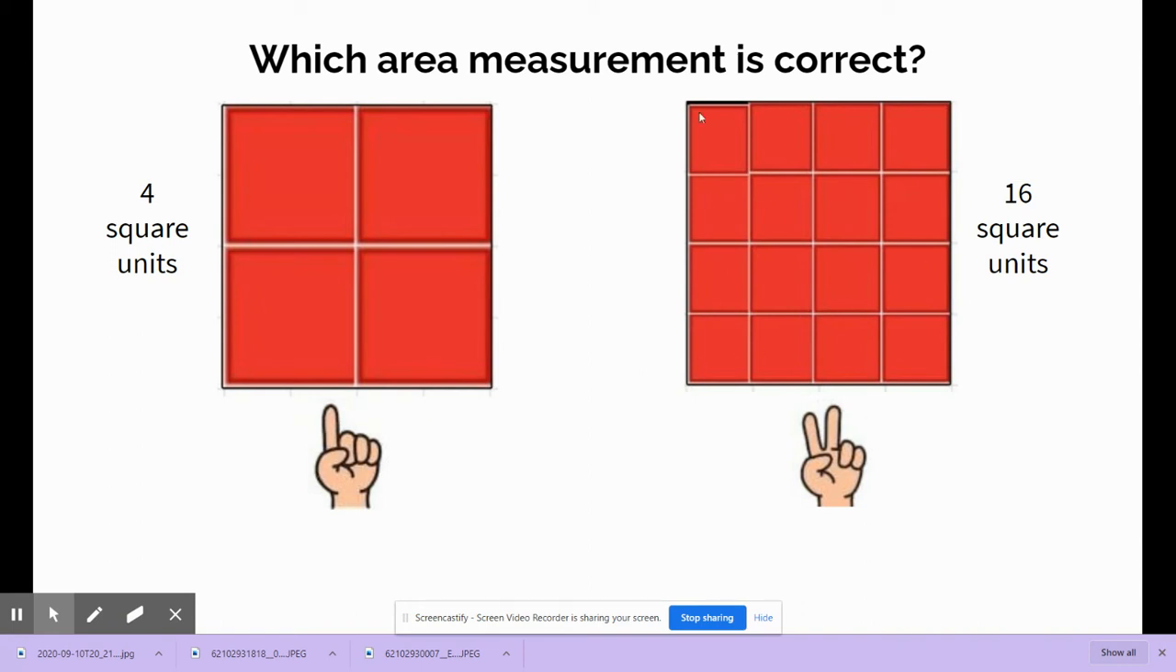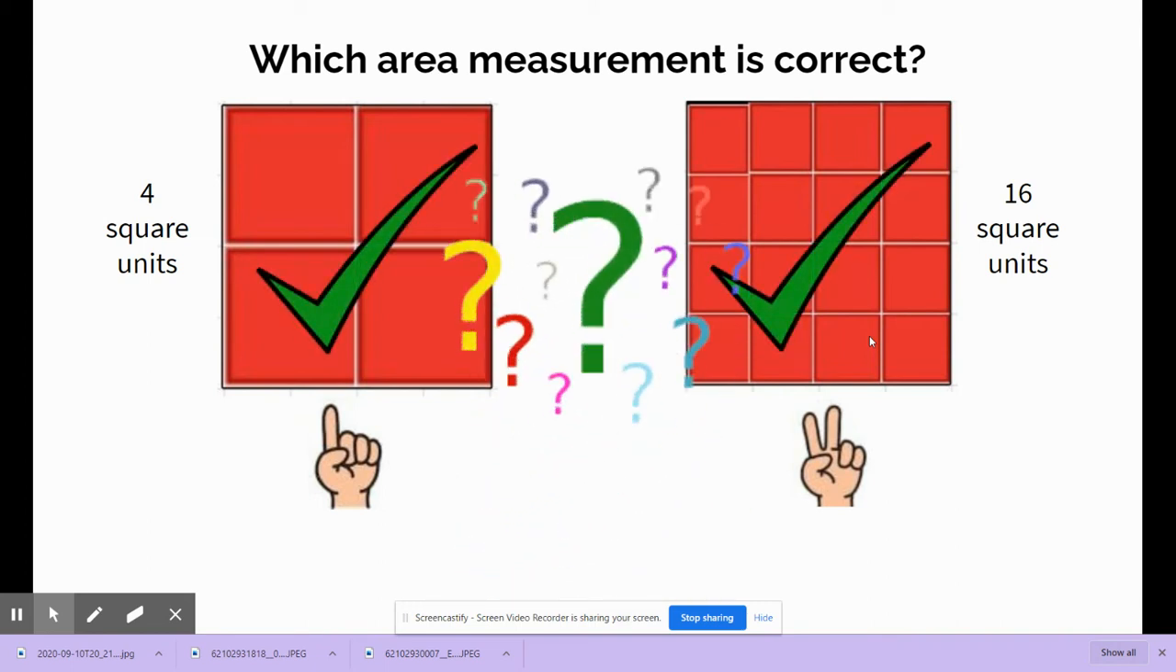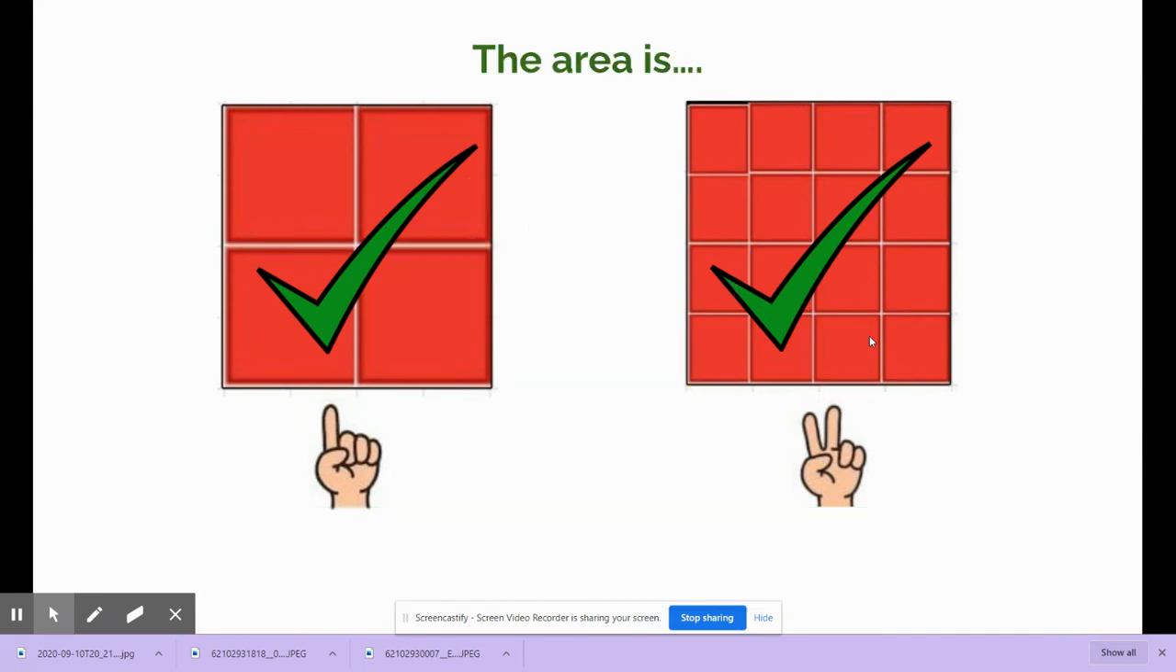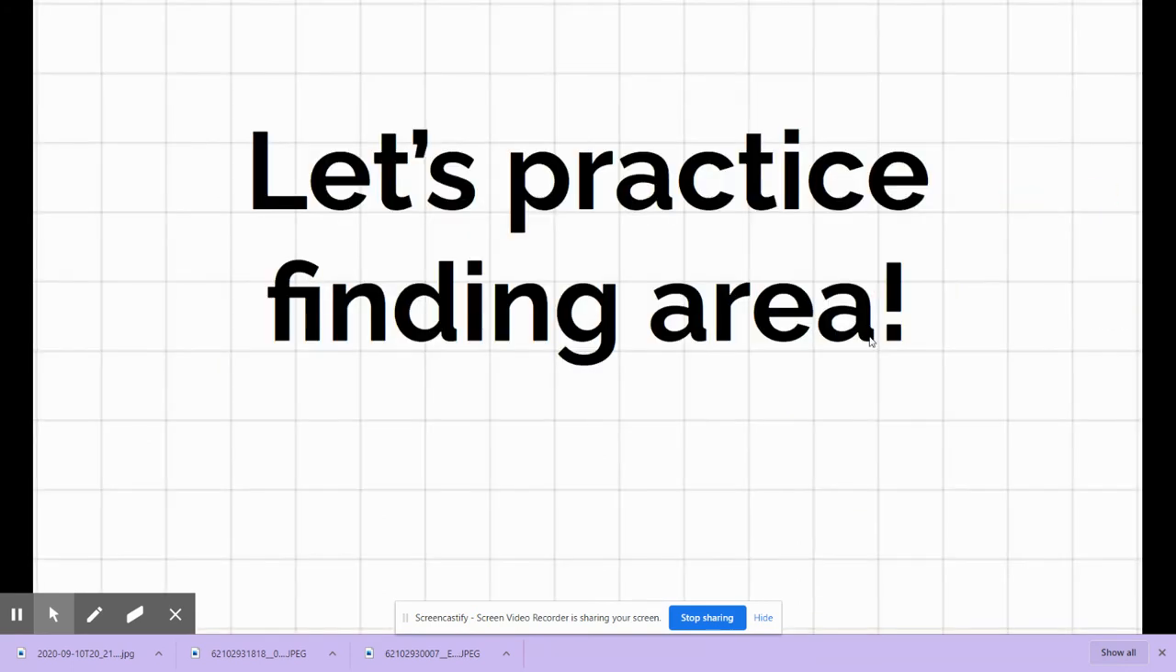But look at square 2. They're all lined up, except for a little bit of mess up here, but I think that you get the idea. They're all lined up, they're all in line, they're all the same size. So actually, both of them are correct ways to measure the area. Okay, the reason is why we have to label the units. As long as they're aligned and same size, we can get the area measured correctly. So they're both correct. So let's practice.